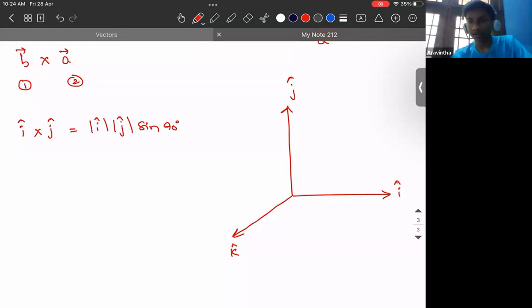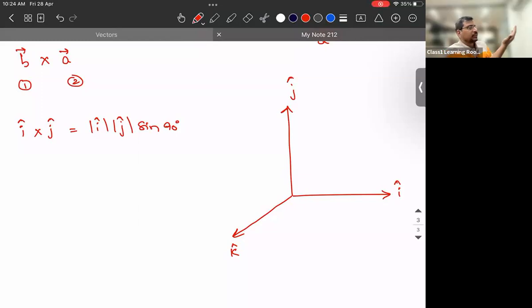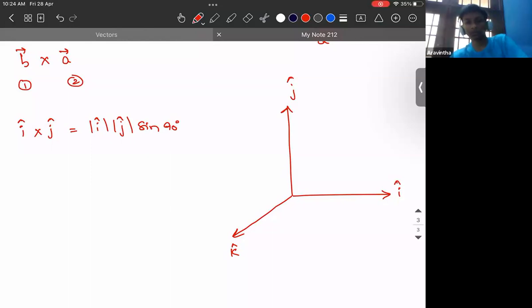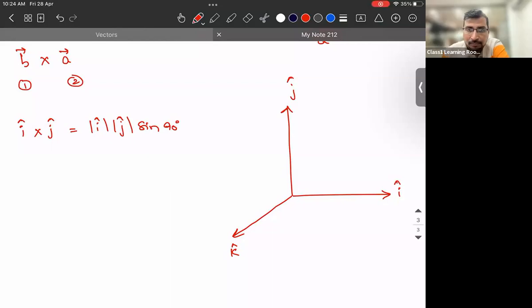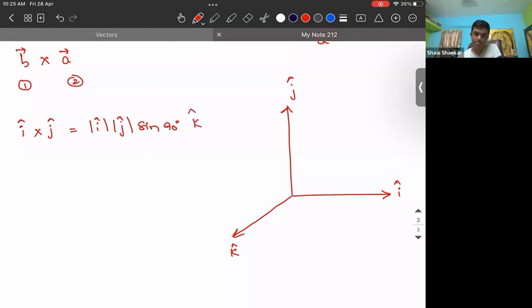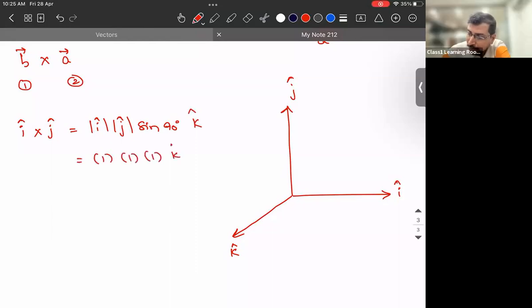Anti-clockwise. So when you rotate it anti-clockwise, you curl the fingers of your right hand in the anti-clockwise direction. The thumb is pointing towards you, which is positive. So towards you is the positive z-axis. So what will be the answer? It will be K cap. So you get 1 into sine 90, which is 1, times K cap. So you get I cap cross J cap as K cap.